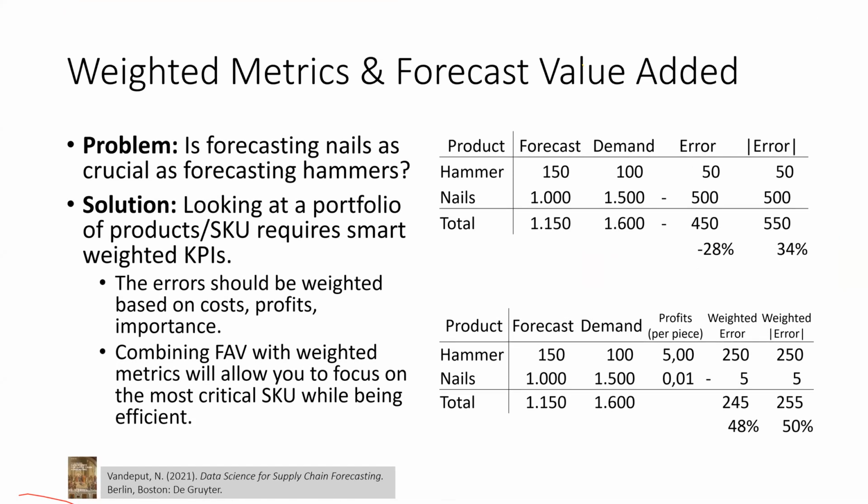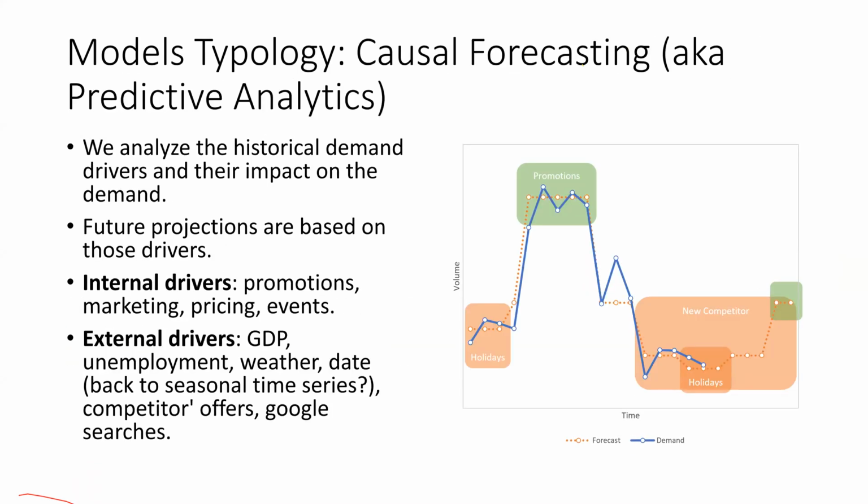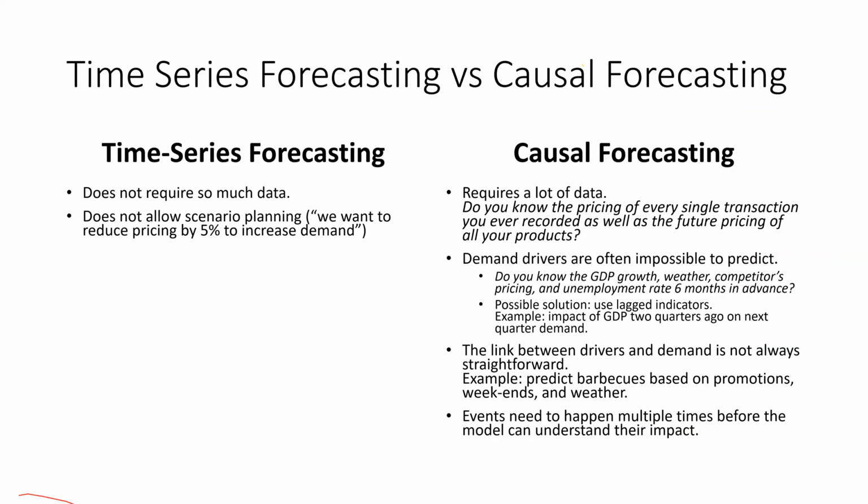I'll move back to those 2 slides because I wanted to debate that with you, if that's fine. So I'm going to come back to time series forecasting versus causal forecasting. The great thing about time series forecasting is it doesn't require so much data. You have your past sales. We can just do a forecast out of it, right? On the other hand, if you like to play with scenarios like, okay, what if we do a promotion? What if we reduce pricing? This will not help, right?